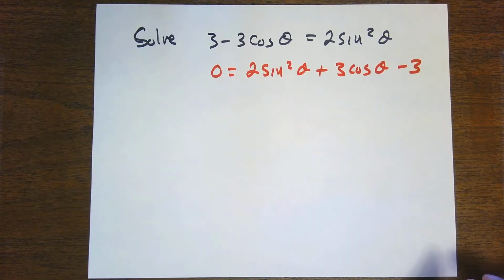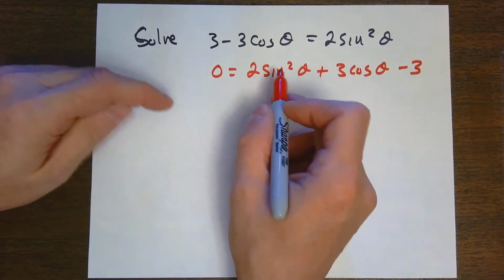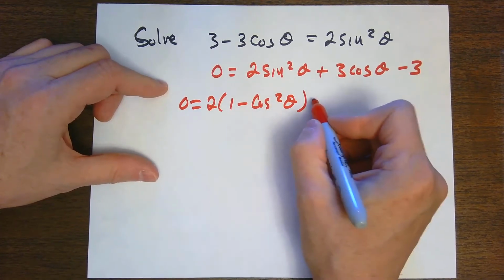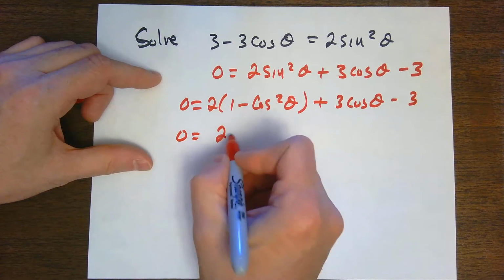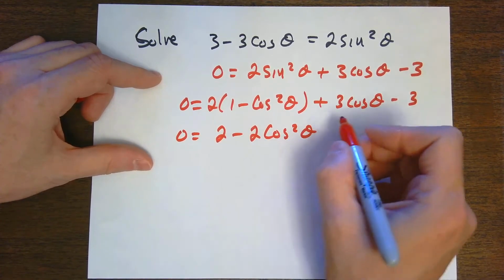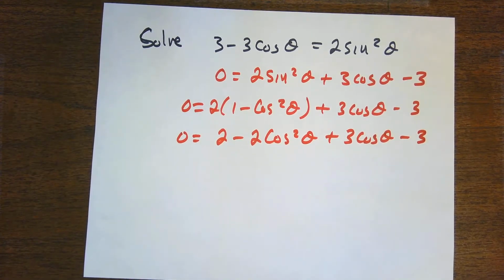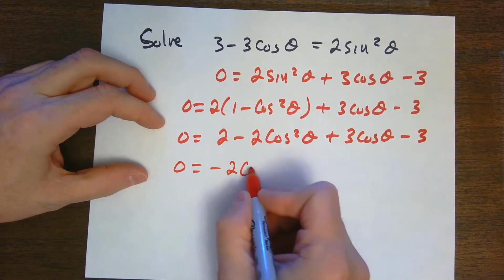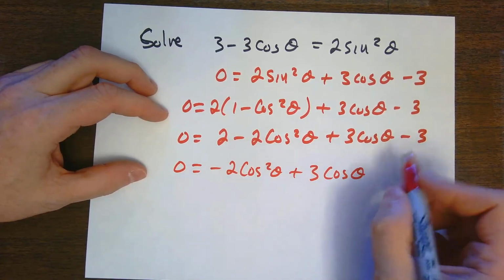Now notice I've got sines and cosines going on. I want to simplify it and rewrite it just in terms of one trig function. So sine squared I know is 1 minus cosine squared. 2 times 1 minus cosine squared plus 3 cosine minus 3. Distribute the 2. 2 minus 2 cosine squared theta plus 3 cosine theta minus 3. Simplify, write it in descending order. Let me try a different red pen. That one's getting a little thick. 0 equals negative 2 cosine squared theta plus 3 cosine theta minus 1.